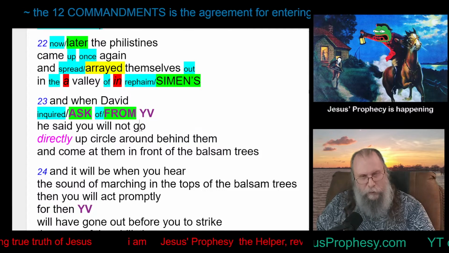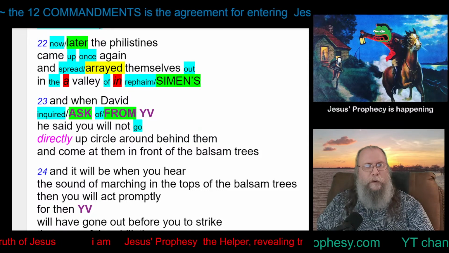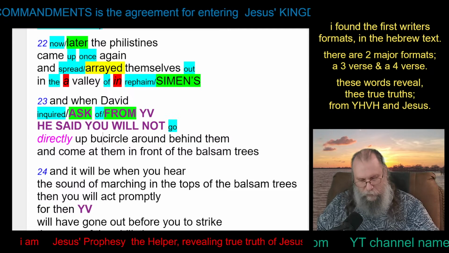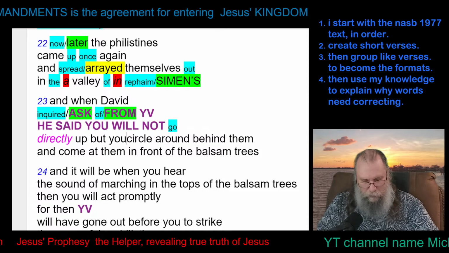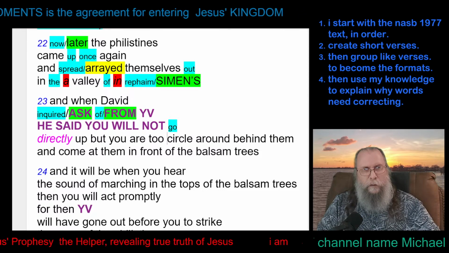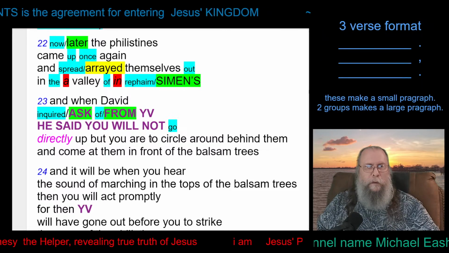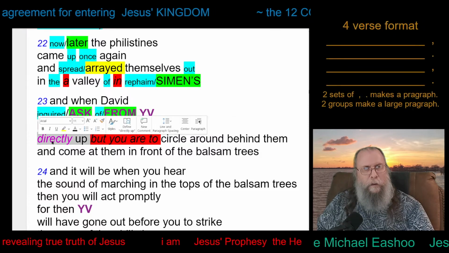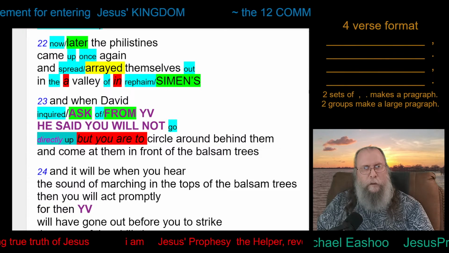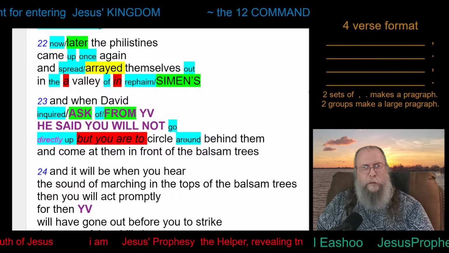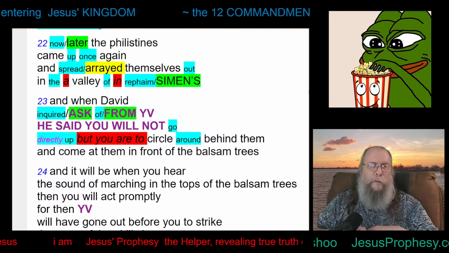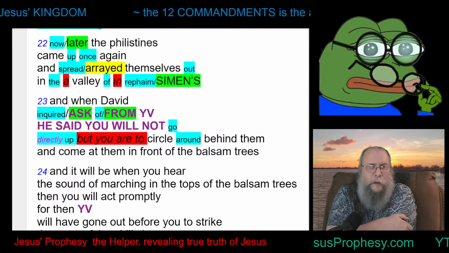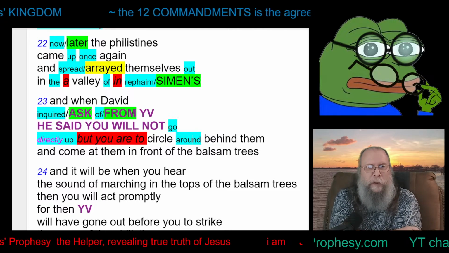Not go, but the word go isn't working. You said you will not... that you are to circle behind them. But you are to circle behind them.